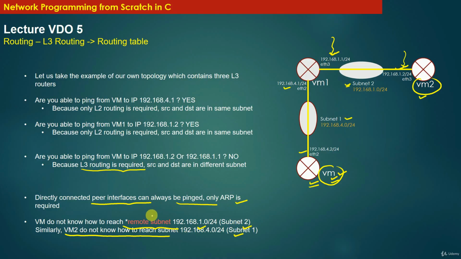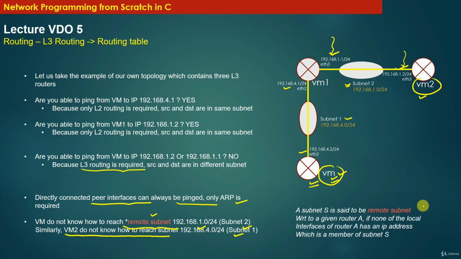So if you do not recall what a remote subnet is, just apply the definition of remote subnet. A subnet S is said to be a remote subnet with respect to a router A if none of the local interfaces of router A has an IP address which is a member of subnet S. If this condition is satisfied, then the subnet S is a remote subnet for the router A. We have already discussed this concept of remote subnet and local subnet.